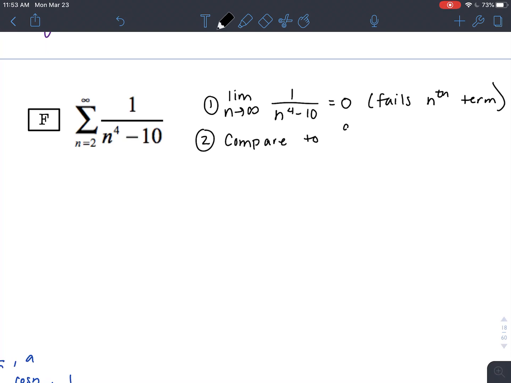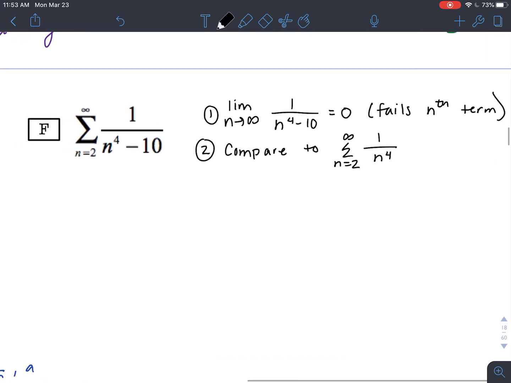Okay, so we're going to compare the series that we want to know about to this series, which is just taking out all of the nonsense, so 1 over n to the 4th. And if we know stuff about the series from 1 to infinity, we can make the same conclusions for 2 to infinity. It'd be great because you're just taking off that first term. So this is a p-series, and because 4 is bigger than 1, it's a convergent p-series.